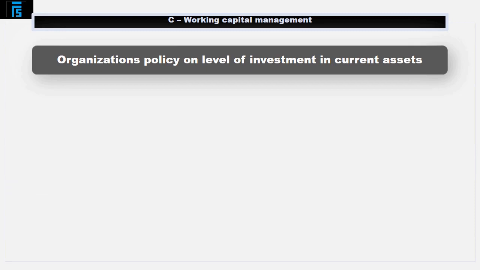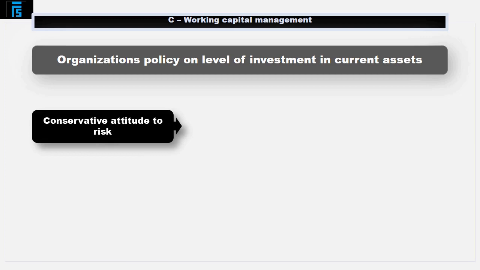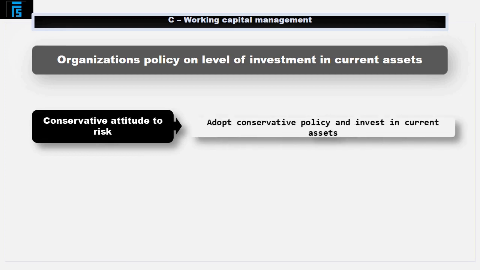The organisation's policy on the level of investment in current assets. This comes down to the organisation's attitude to risk. A company with a conservative attitude to risk will invest in current assets such as inventories and cash. This means that they can offer generous terms of business, as they can keep their daily operations going while awaiting customer payment. Some people think that investing in current assets in working capital is a waste, as the excess could be invested to develop and grow the business.